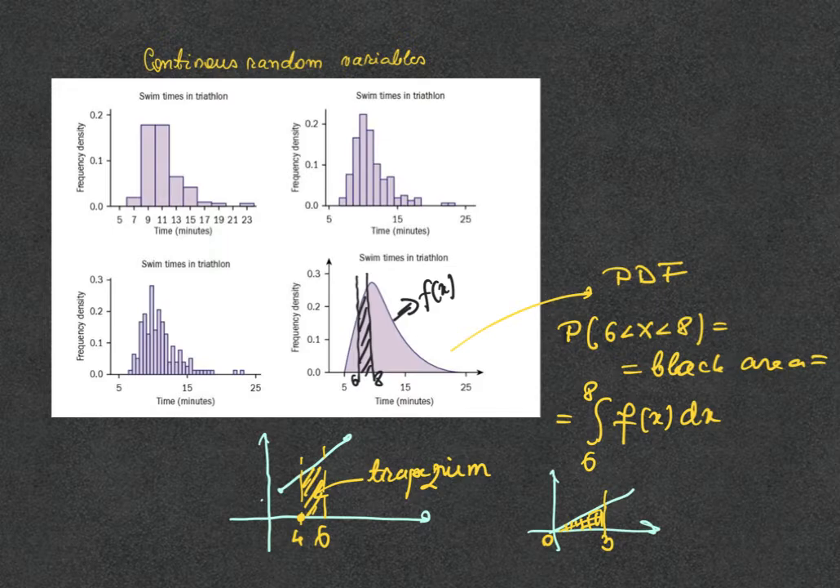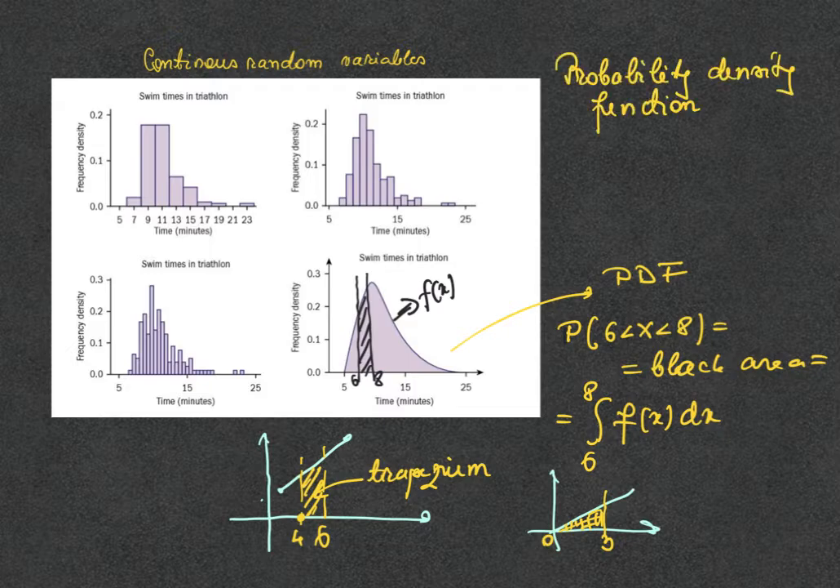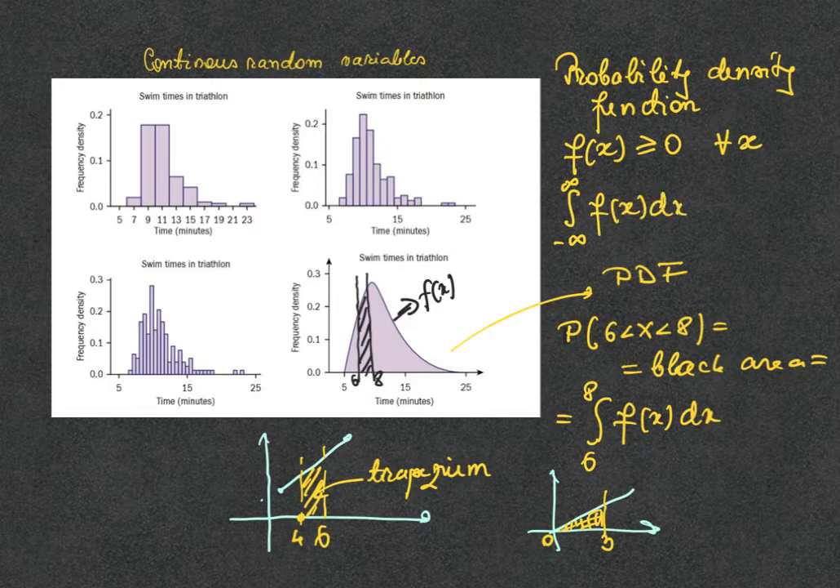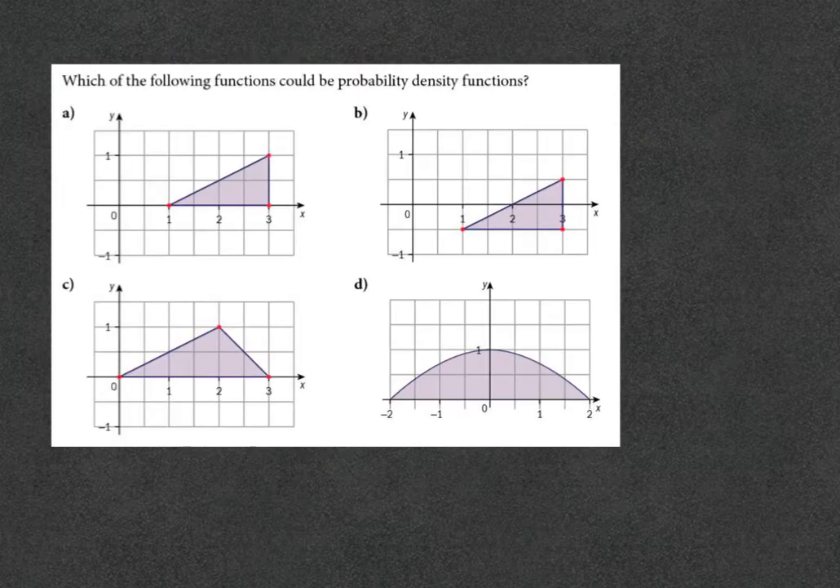Now, not all functions are probability density functions. For a function f to be a probability density function, remember it represents probabilities. f of x needs to be bigger than or equal to 0 for any x, and the integral from minus infinity to plus infinity of f of x dx needs to be 1. The integral represents the entire area, so the sum of all probabilities needs to be 1 or 100%. These are the two conditions for a function to be a probability density function.